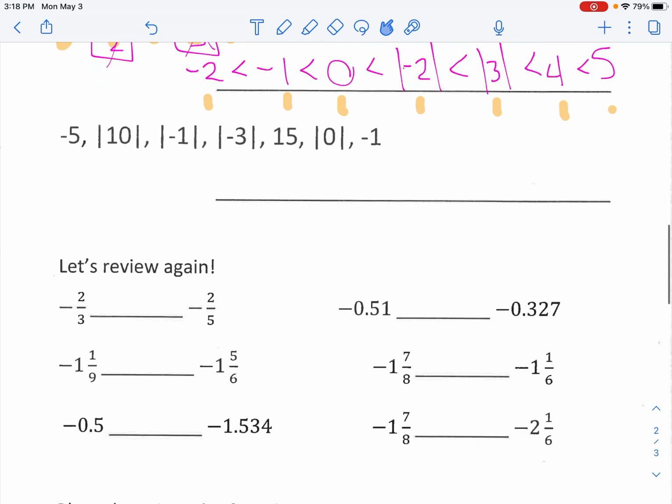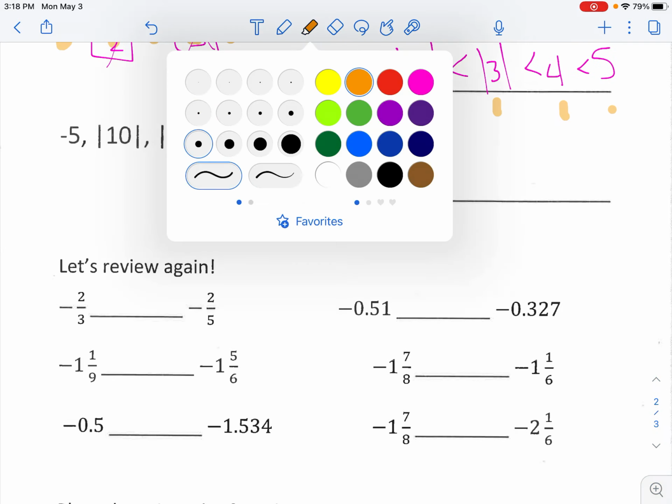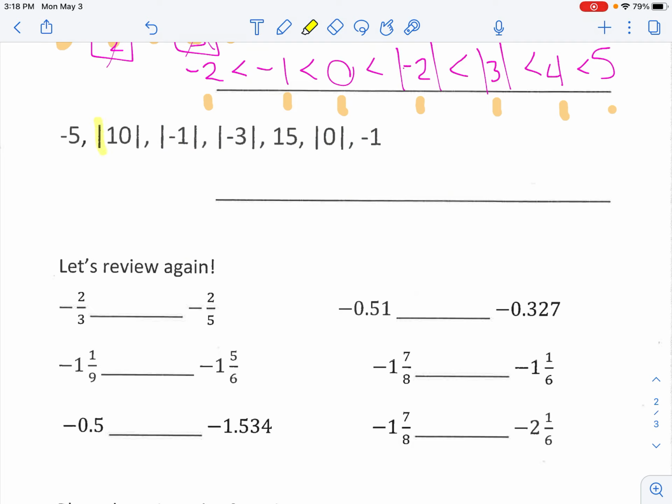Okay, so first thing we want to do is solve for the absolute values. So the absolute value of 10 is 10. The absolute value of negative 1 is 1. The absolute value of negative 3 is 3. And the absolute value of 0 is 0.